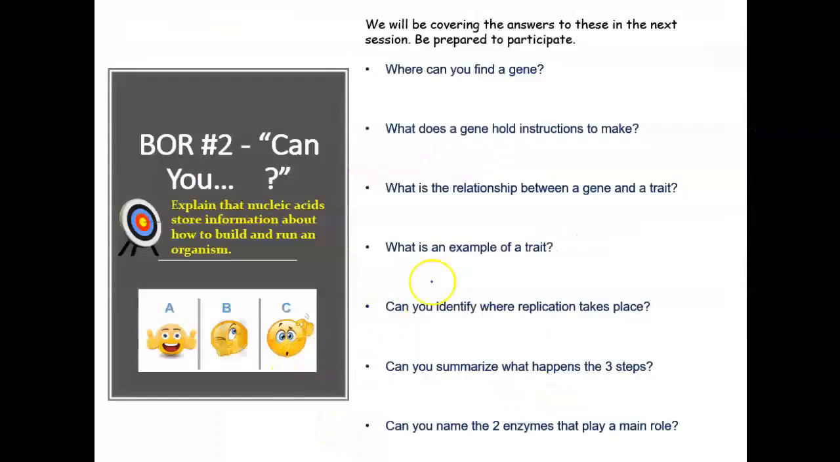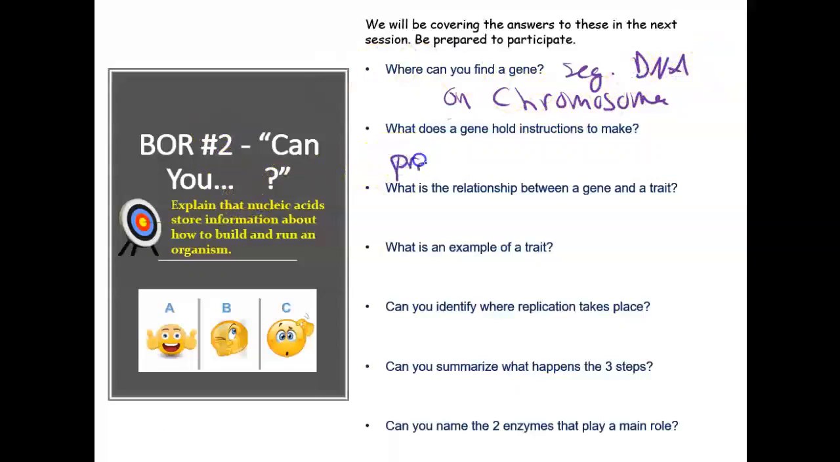So you need to be able to participate in class on Monday when we talk about these things here. Where do you find a gene? You find a gene on a chromosome. It's a segment of DNA. I am really roughly writing this down for you, but you're going to take your own notes. What does a gene hold instructions to make? So it's instructions for proteins, right? And proteins have so many functions in your body.